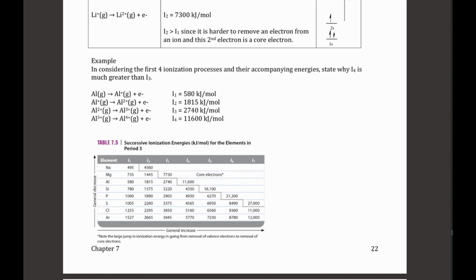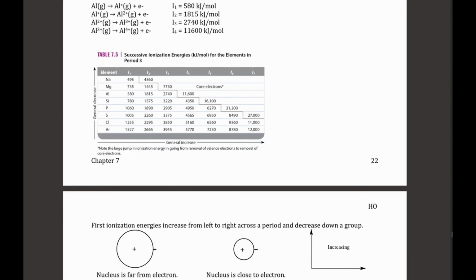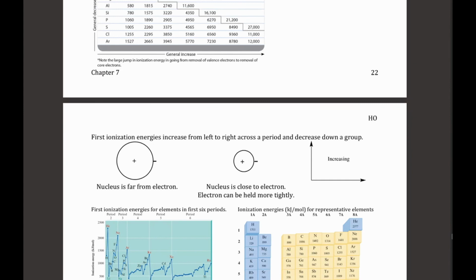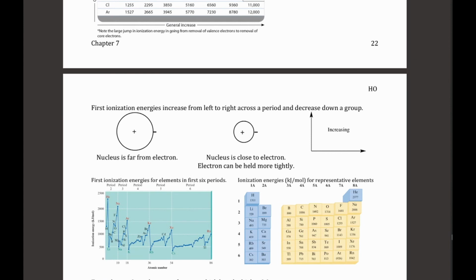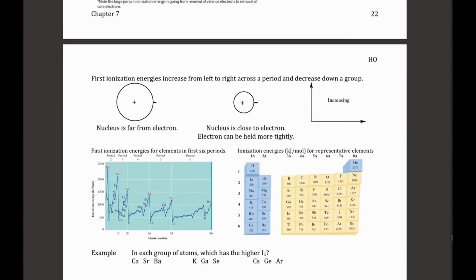So if we look at that table 7.5, we see sodium has, of course, only one electron that is not considered its core electron, so it's got one valence electron. Magnesium 2, notice the big gap between E2 and E3 for magnesium. Aluminum we talked about, and so forth. So it's easier to remove valence electrons than it is core electrons, so it takes less energy. It always takes energy to remove an electron. Notice all those were positive. So this is showing the trend.